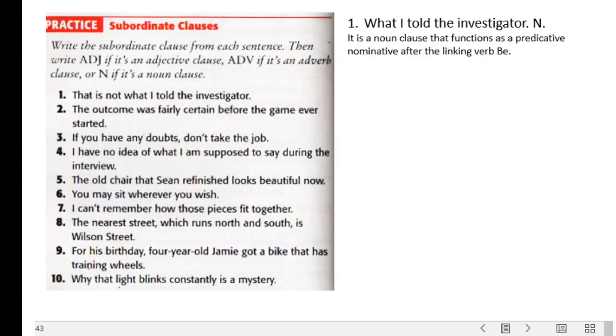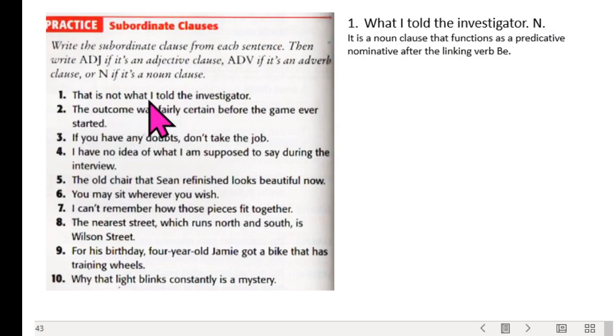We have some exercises here to complete, and as always, I complete the first one. In the first one, write the subordinate clause from each sentence, and then write adjective, adverb, or noun. Number one, that is not what I told the investigator. What I told the investigator is the clause and is a noun clause.